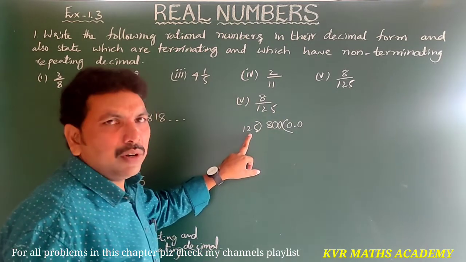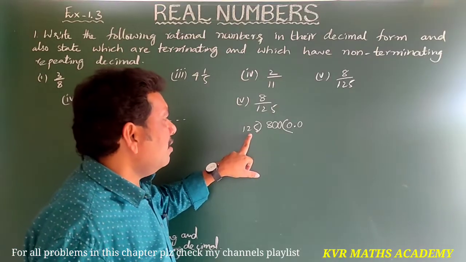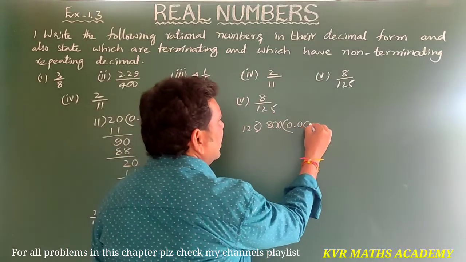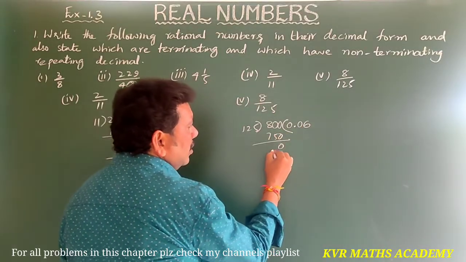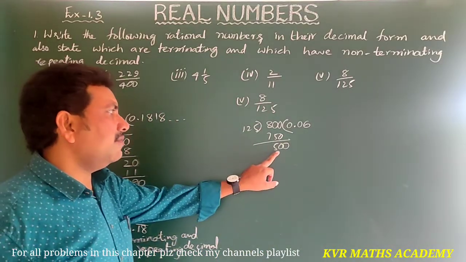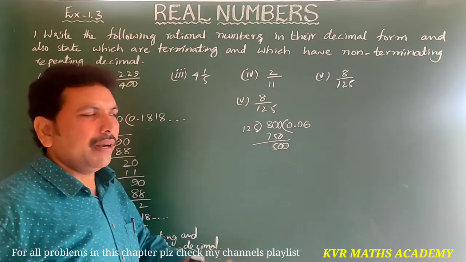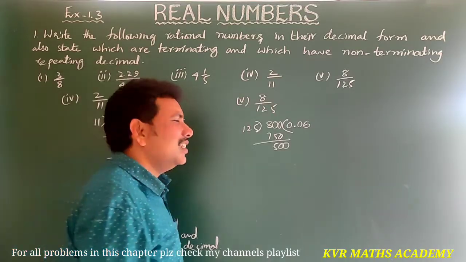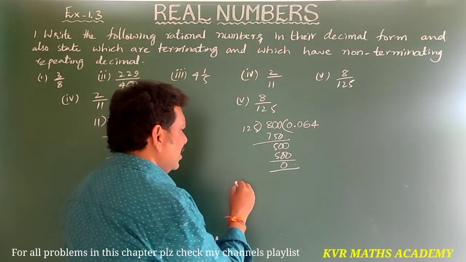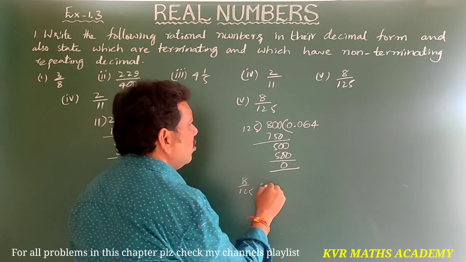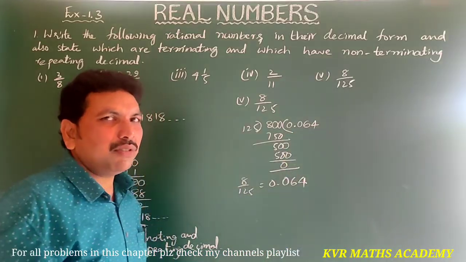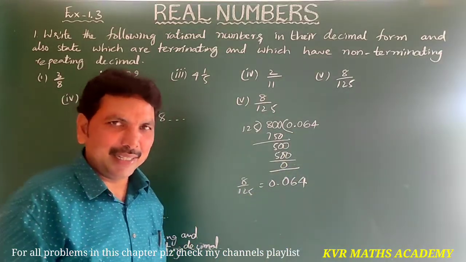125 1s are 125, 2s are 250, 4s are 500, 6s are 750, isn't it? So 125 6s are 750, remainder 50, again put 0. Why? Because 125 does not go into 50. So in 500, how many times? Yes, 125 4s are 500. 0 is the remainder. So here 8 by 125 is equal to 0.064. Here after the decimal the numbers have stopped now. So it is a terminating decimal.